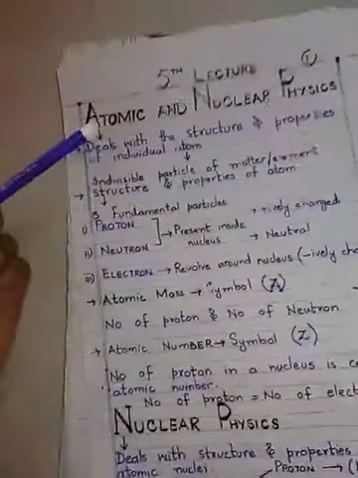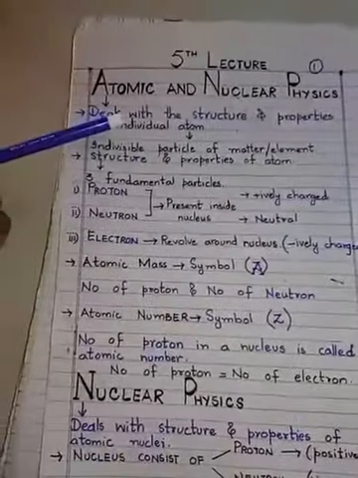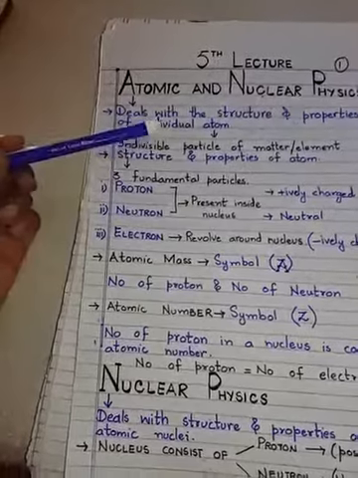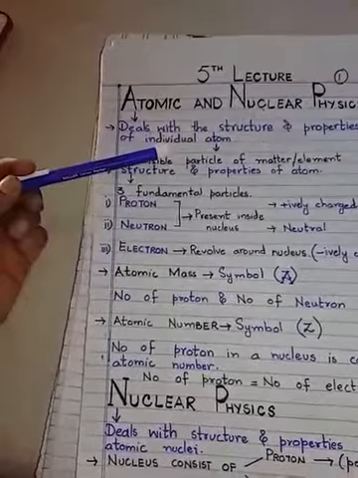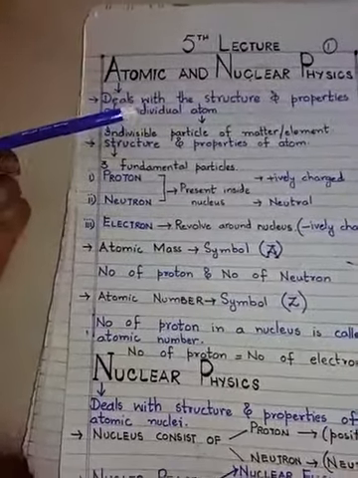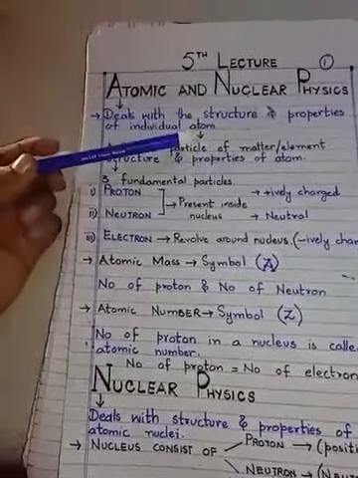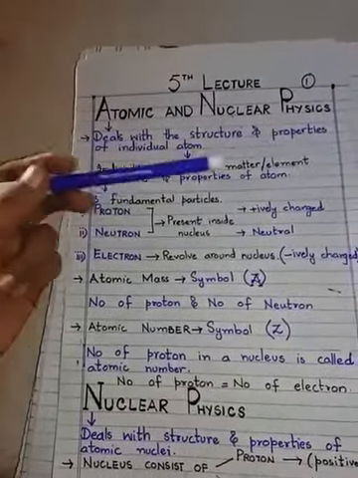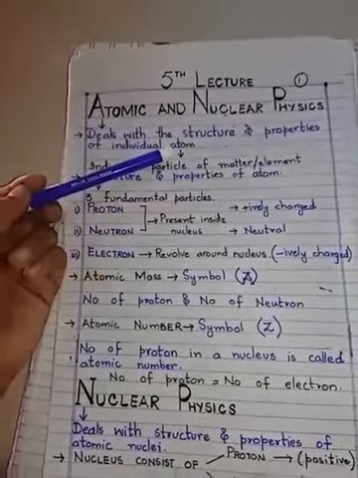Okay, girls, atomic physics, as its name indicates, is the branch of physics which deals with the structure and properties of individual atoms. In this branch of physics we will discuss the structure and properties of an atom. I think you know very well how we can define the word atom. Atom means the indivisible particle, the smallest and indivisible particle of an element or matter, is known as the atom.